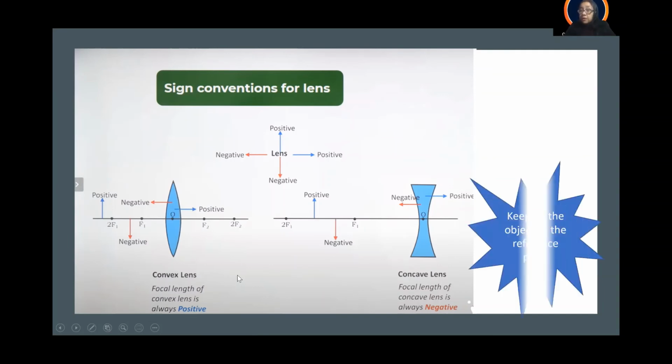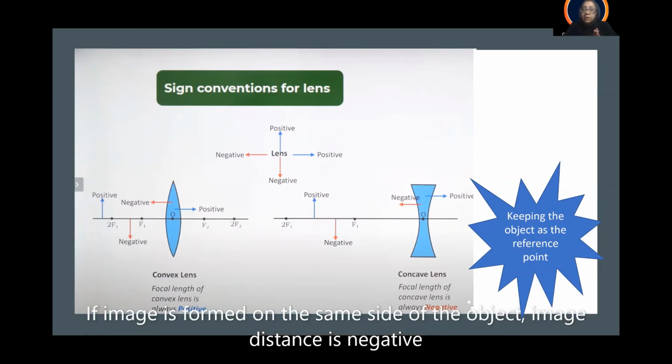So what we have to understand is that the object should be the reference here. Let's consider that the object we place is always on the left hand side. So whatever is the object side will be negative, and the other side of the lens will of course be positive. And we'll put the same thing, just like what we did in the mirror. We'll put the mirror or the lens at the origin, and we'll consider it with respect to the graph.